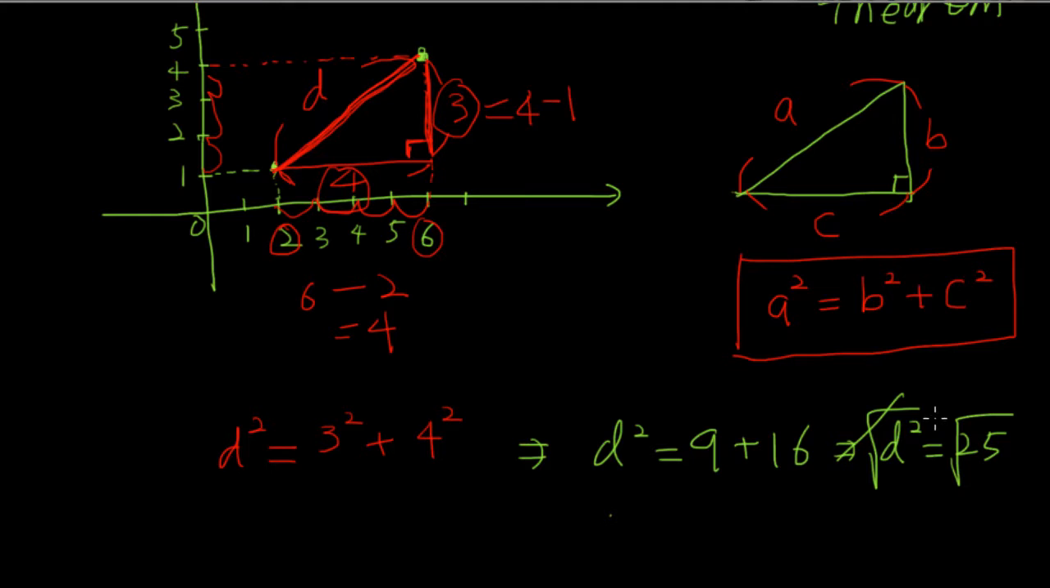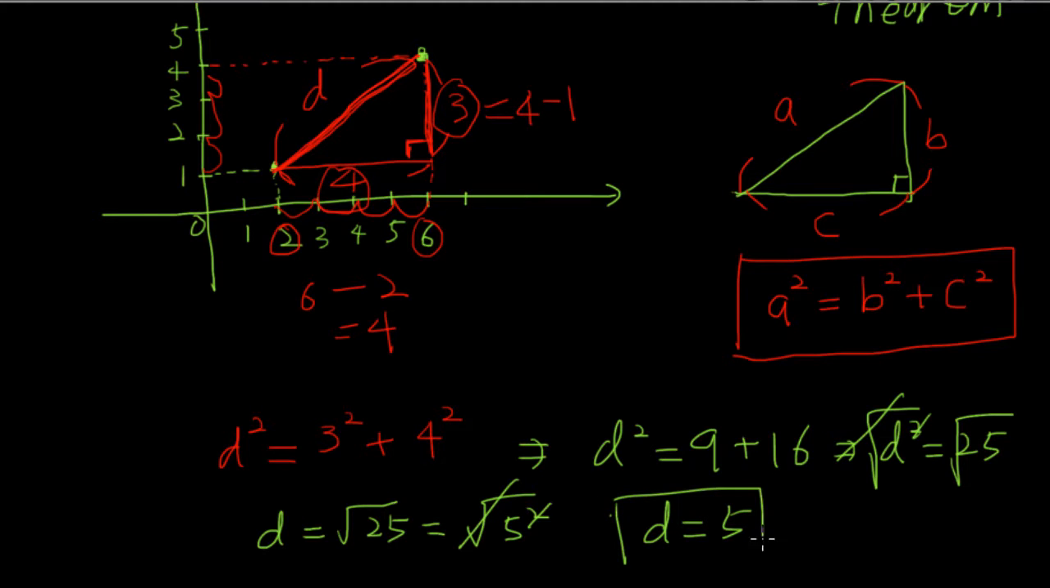So the square root and square cancel out. So you have D equals the square root of 25, which is the same thing as the square root of 5 squared, right? 25 is 5 squared. So again, this cancels too. So it comes out to 5. So D must be equal to 5. Right? So there we have it. This distance right here turns out to be 5.